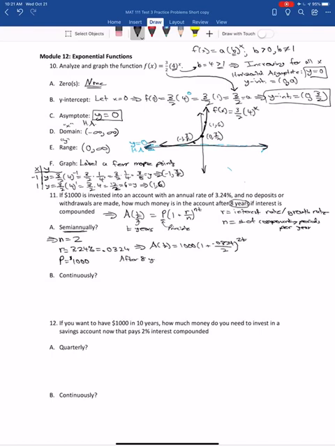So let's go ahead and calculate that together. After 8 years, that implies what? A of 8. So take out t, plug in 8. 1,000 times 1 plus 0.0324 divided by 2 raised to the 2 times 8 power, which is 16. You can go ahead and simplify that if you want.